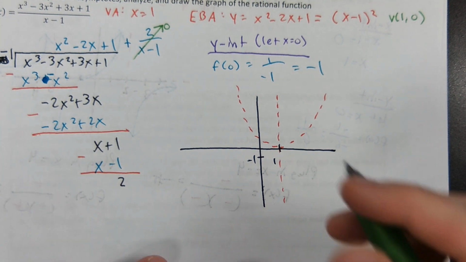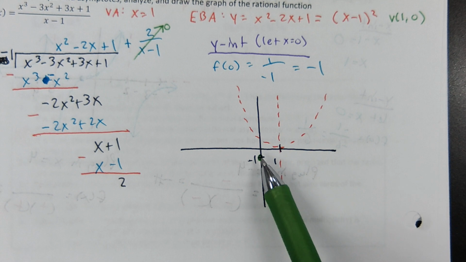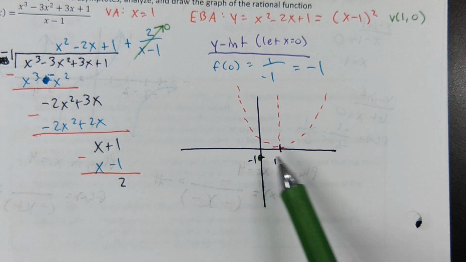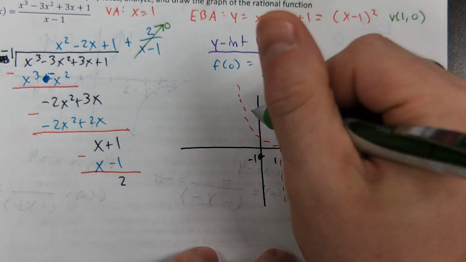Okay, well that's helpful because, check that out. The only way that I can go through this point and get infinitely close to this line and this line is if my graph does something like this.